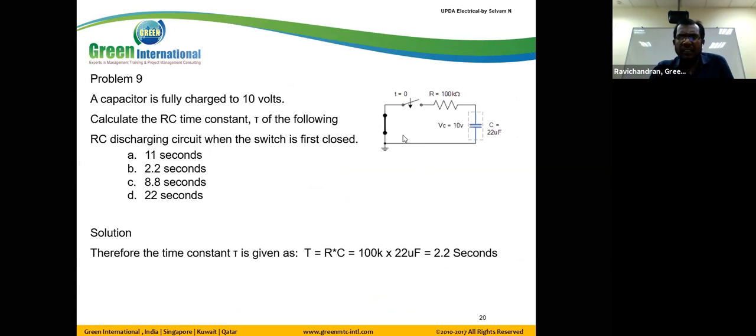For this problem, irrespective of charging or discharging, the formula for the time constant is the same. So the capacitor is fully charged with 10 volts. Calculate the time constant tau. Tau is equal to RC.